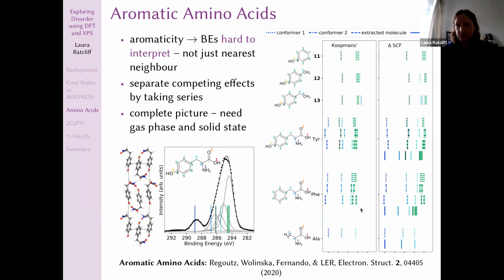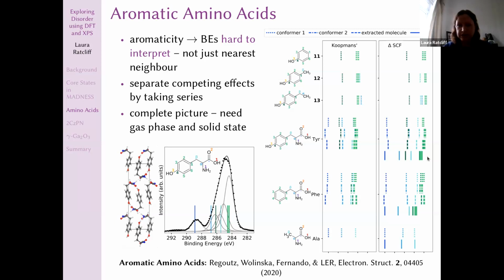We also saw some quite dramatic differences between the Koopmans approach and the DeltaSCF approach if you look at the molecular gas phase molecules. Interestingly, we found that the Koopmans approach was more in line with the chemical intuition, whereas the DeltaSCF in some cases was qualitatively completely different. We also found that going from the gas phase to the solid, we get some quite big changes in the ordering of the binding energy peaks.